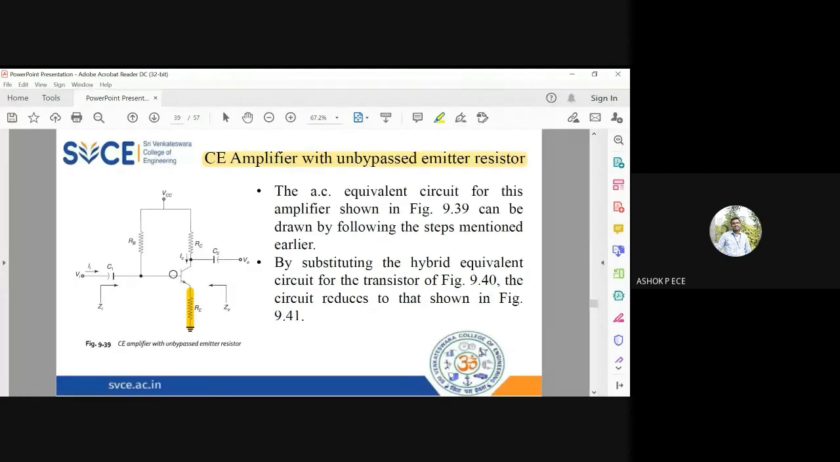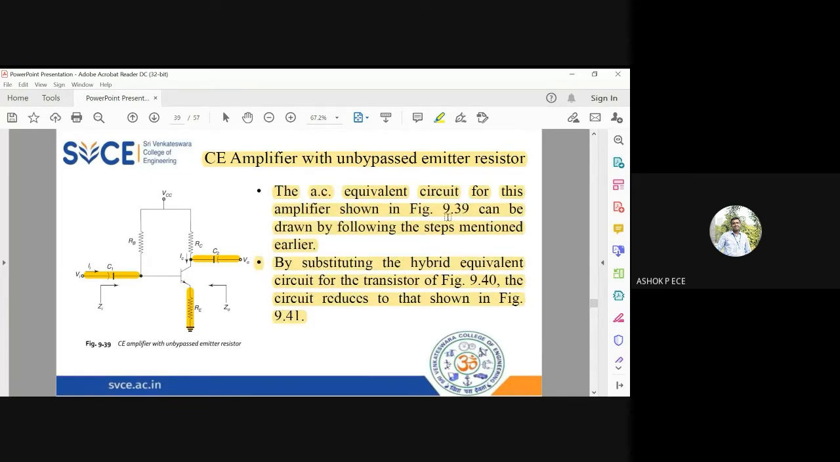Okay, so first, you also see we have the coupling capacitors here, C1 and C2. At the input, you have one coupling capacitor called the input coupling capacitor. At the output, we have one more coupling capacitor called the output coupling capacitor. Since this circuit is going to have a lot of AC components, first we will draw the AC equivalent circuit, and from the AC equivalent circuit, we will proceed to draw the h parameter equivalent circuit.